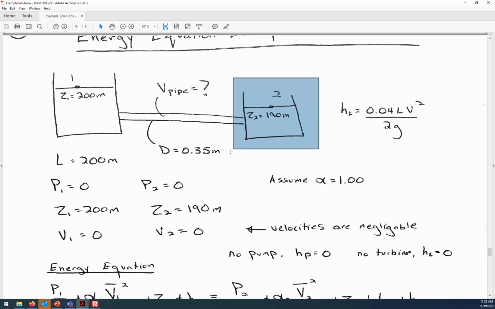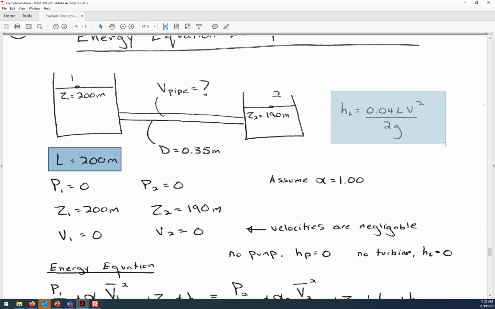And it's going through a pipe that has a diameter of 0.35 meters, and we're told that the length of the pipe is 200 meters. And the problem gives us this formula for estimating the head loss. And so the 0.04, that would be some empirical friction factor that is talking about how rough the pipe is. And so the overall energy loss is going to depend on how long it is and how fast the water's moving through that pipe.